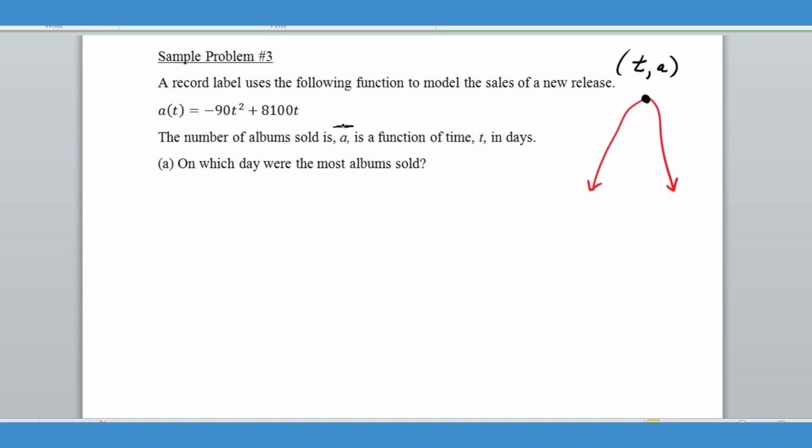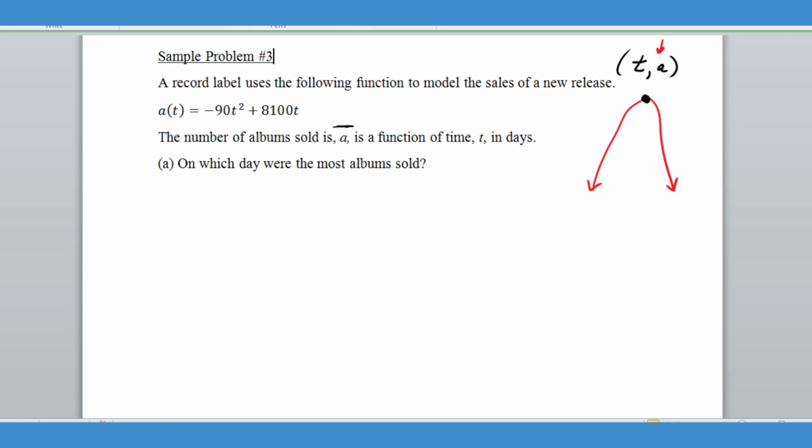So what we need to do is find out when the most albums were sold. So we want to know when we have the most A values. And if you look at this graph of the quadratic, you can see that its maximum point, or its vertex, would represent the highest A value, or Y value in generic terms. So we basically just need to find what day we have the highest A value.